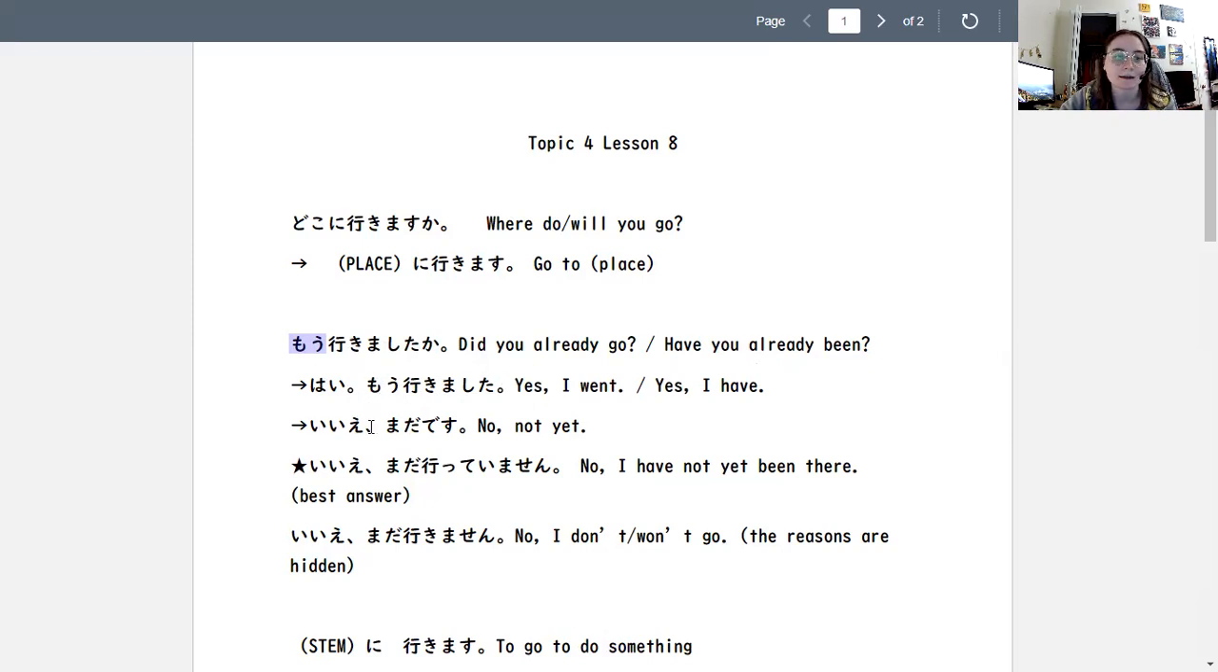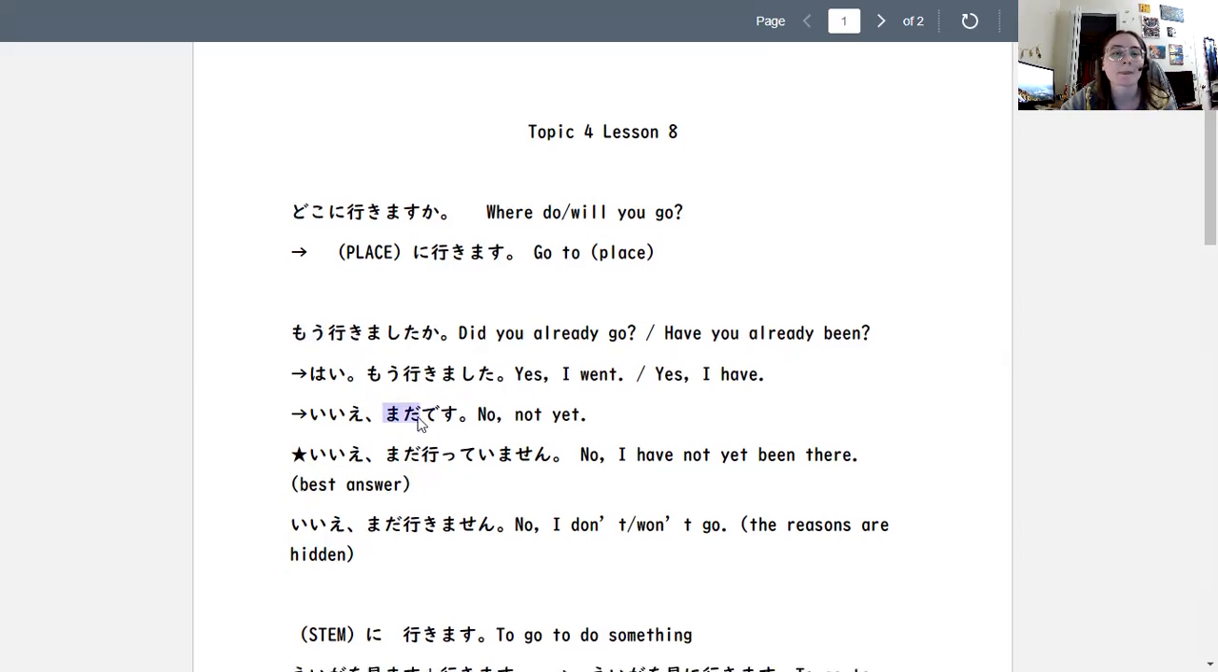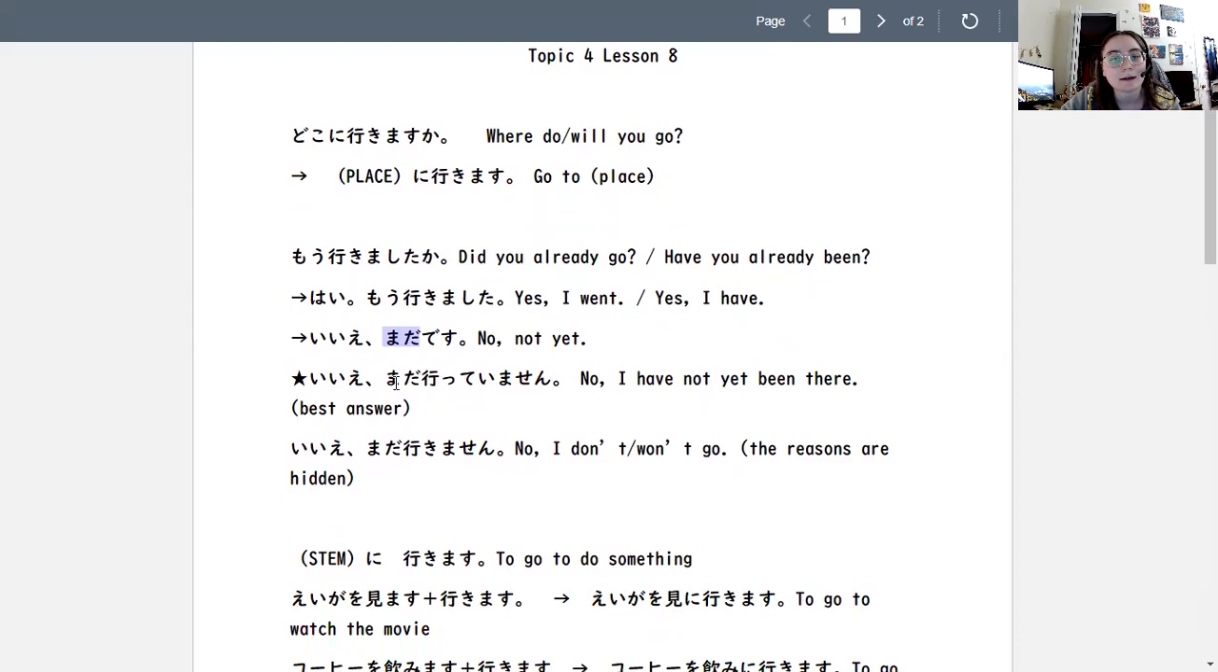Or you can say ie mada desu. No, I have not yet. So mada is not yet. And this is, according to Yates Sensei, the best answer when you say you haven't done something. Or if you haven't gone somewhere, you can say ie mada itte imasen, which is just a more polite way of saying it. So you put the verb into te form and then imasen.